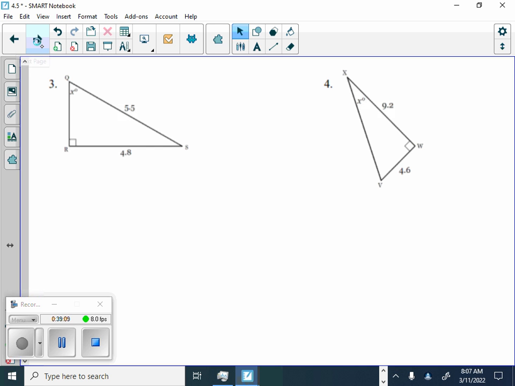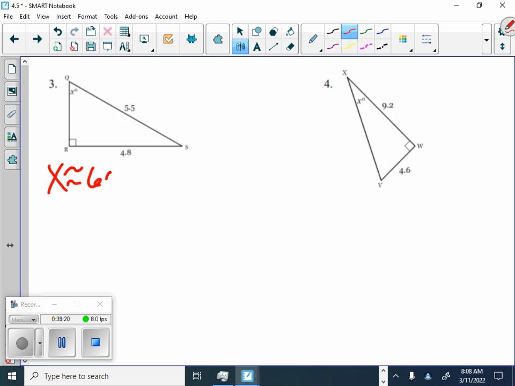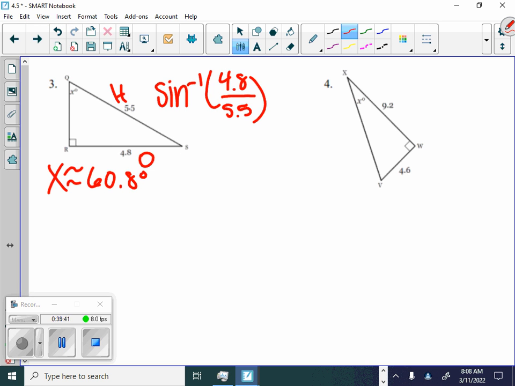Alright, what did we get for 3? Say it louder. 16.8. Okay, which trig ratio did you use? Sine, good. Okay, this is opposite. 4.8 is opposite. And 5.5 is a hypotenuse. So inverse sine of 4.8 over 5.5, you get 60.8, perfect.